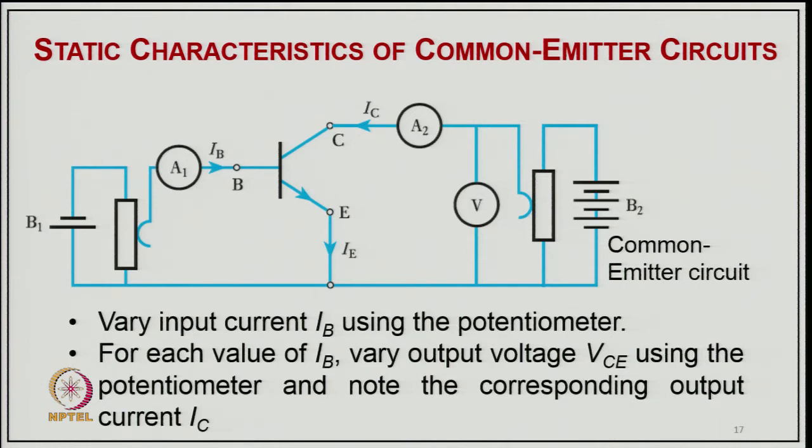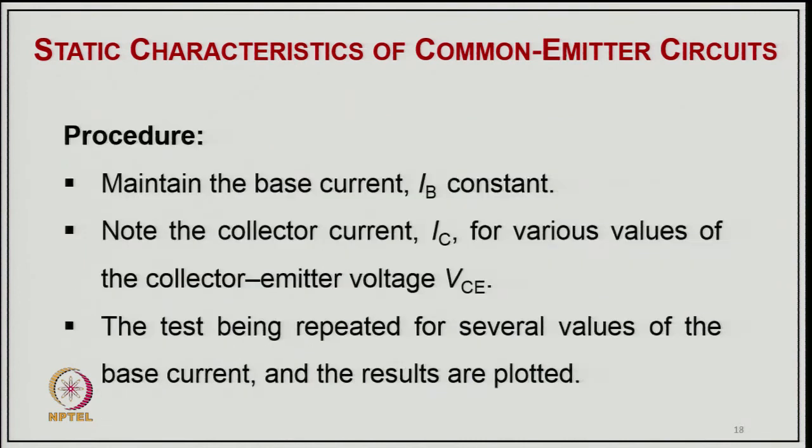To get this characteristic we have to vary the base current using the potentiometer, and for each value of IB vary the output voltage VCE using the potentiometer, and note the corresponding output collector current IC. The procedure is to maintain the base current constant at a particular value, but of course you have to repeat this for many base current values and note down the collector current IC for various values of the collector emitter voltage which you are varying.